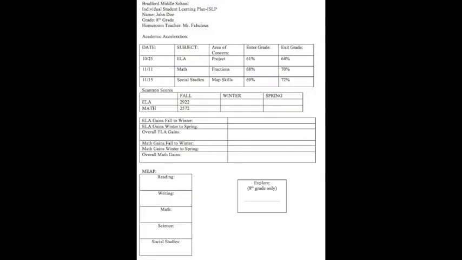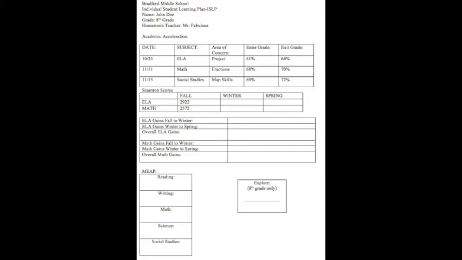So when you open up the middle school ISLP, there's going to be a document, and this is used to promote our academic acceleration after school. Anytime a child scores lower than a 70% in a core subject area, the individual student's ISLP goes to that teacher. The teacher then records the date, the subject, and the area of concern that is putting that student into academic acceleration, as well as the current grade.